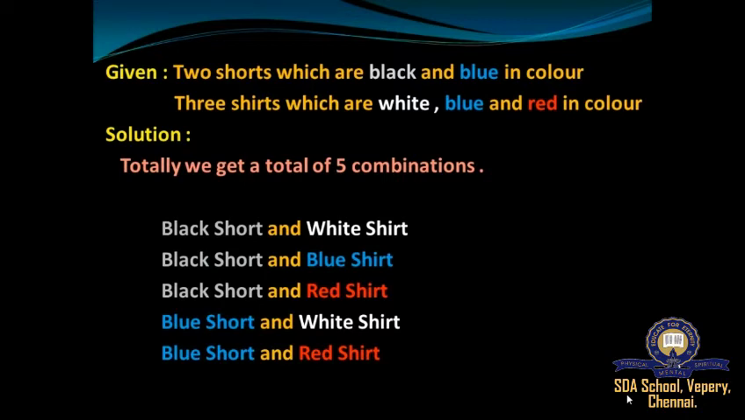First we'll take the black short. So black short with white shirt, black short with blue shirt, black short with red shirt. And we'll move to the second short, that is blue short. So blue short with white shirt; blue short and blue shirt is not possible, since they have told that you are supposed to wear shorts and shirts of different colors. So therefore blue short and blue shirt cannot be worn. The next one will be blue short and red shirt. Understood, students? So totally we get a total of 5 combinations.